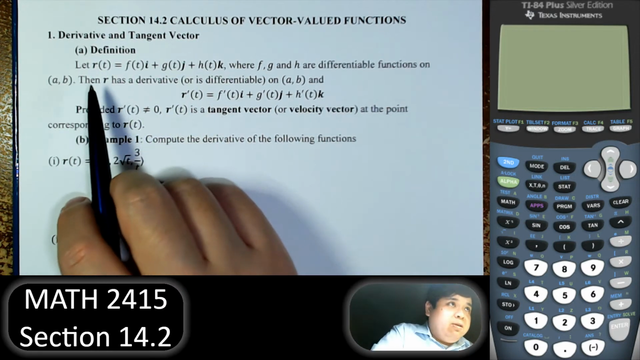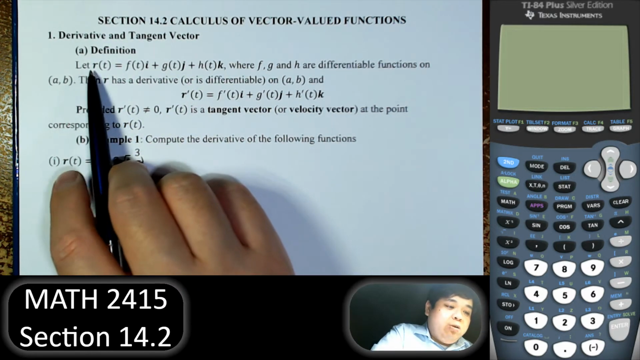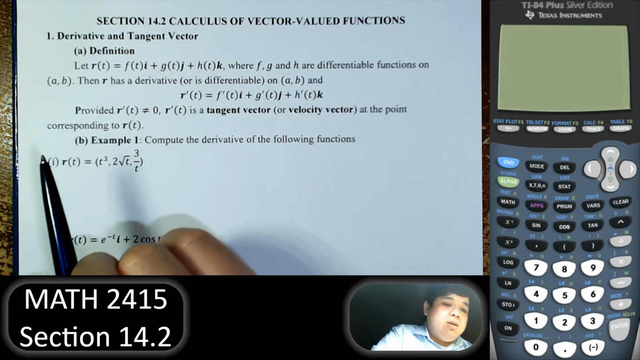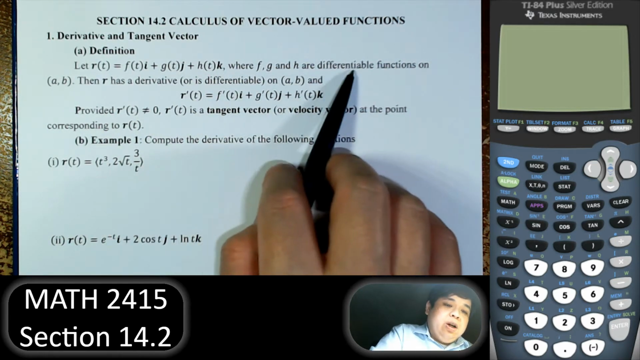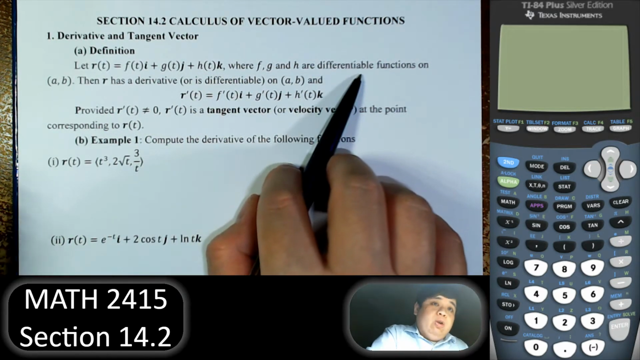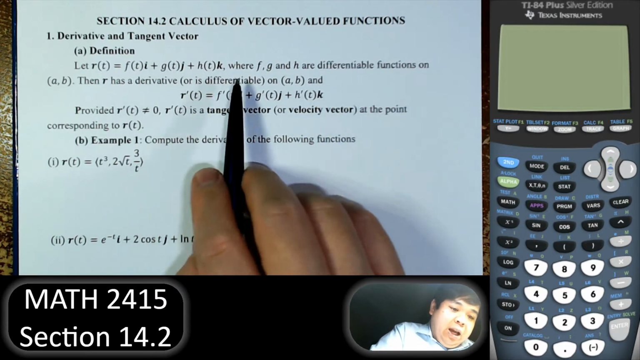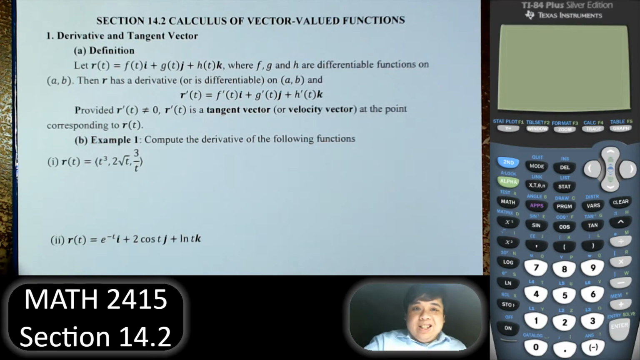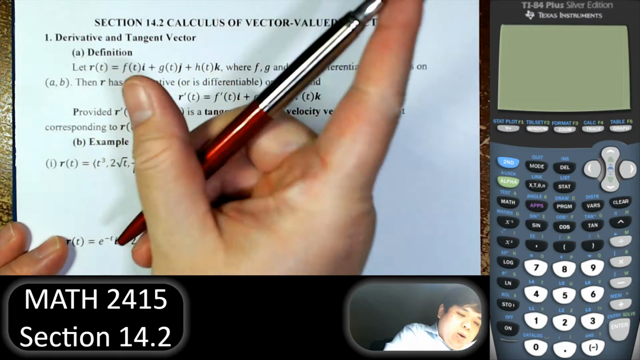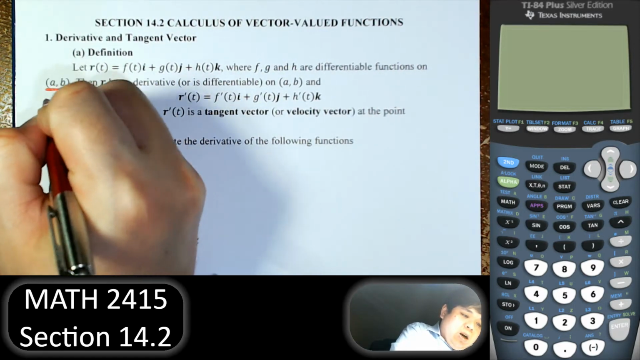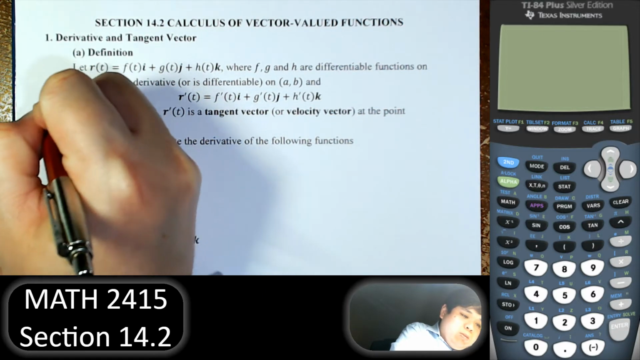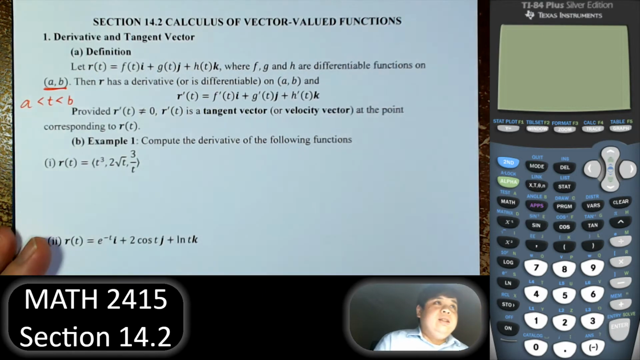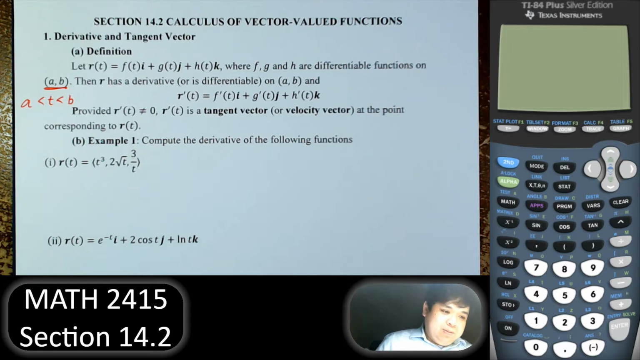So earlier we had a vector valued function given like this. f, g, and h are differentiable, so we're going to take the derivative, obviously. And it is differentiable on (a, b). When we write (a, b) like this, we mean t is between a and b.